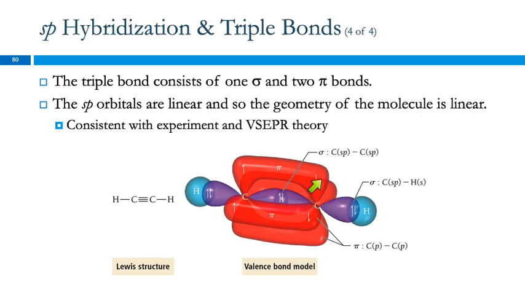Then it has two half-filled p orbitals, one going up and down on each carbon, and those will overlap side to side. And one going in and out on each carbon, and those are going to overlap side to side. And so we get a triple bond. A triple bond is 1 sigma and 2 pi bonds.